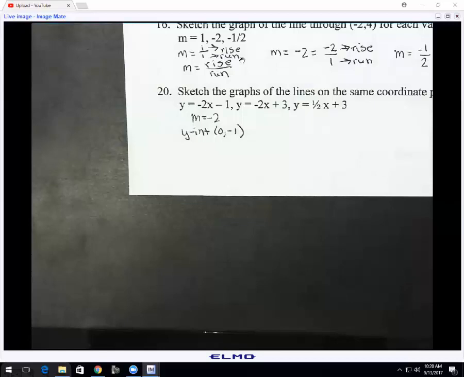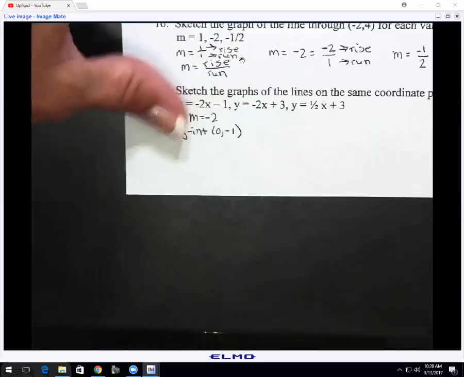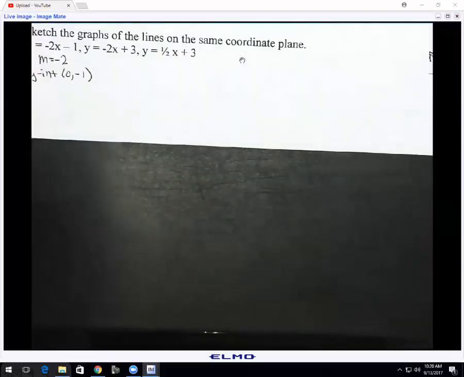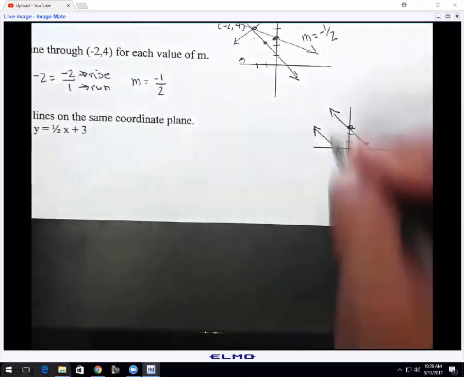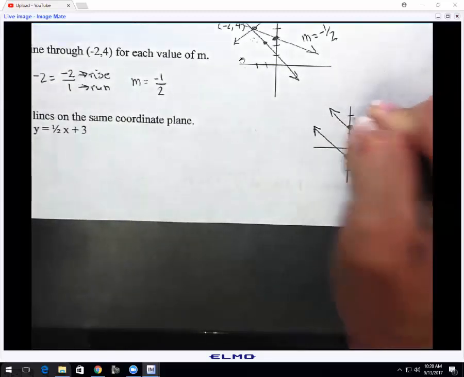Now graph that 1/2 x plus 3. Y-intercept is 3. Slope is 1/2.